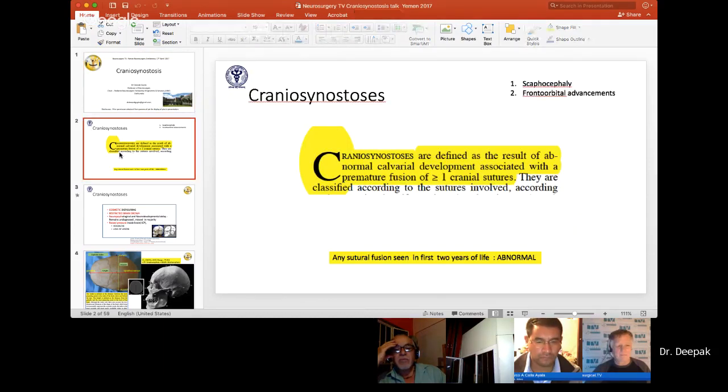So craniosynostosis is defined basically as abnormal fusion of the sutures, or a premature fusion of one or more cranial sutures. Now we must understand, when do we call it abnormal? The easy way to remember is that any sutural fusion you see in the first 2 years of life is abnormal, because by and large the first suture to fuse is the metopic suture, and it always begins after 2 years of age. So if you see fusion of any suture in the skull before 2 years of age, then this is taken as abnormal.